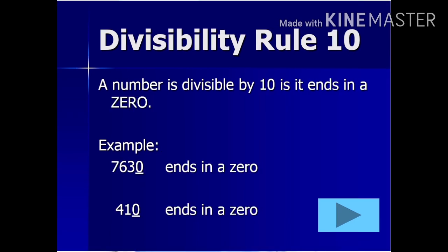Next we have is the divisibility rule for 10. A number is divisible by 10 if the digit at the ones place is 0. Here in the example we have 7,630. So the ones place is 0, it ends in a 0. So the number is divisible by 10. Again in 410, the ones place digit is 0. So 410 is divisible by 10.